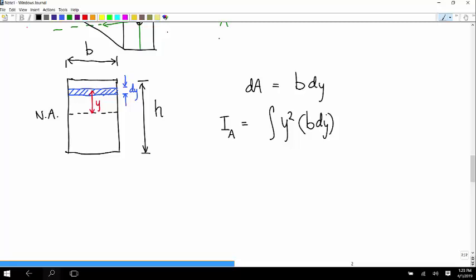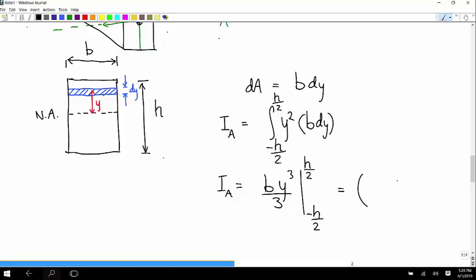And what are our bounds of integration? Because of where the origin is, we could do it from 0 to h over 2, but let's just do it from negative h over 2 to h over 2. And so we can pull out the b, and we have y cubed over 3 evaluated from negative h over 2 to h over 2.